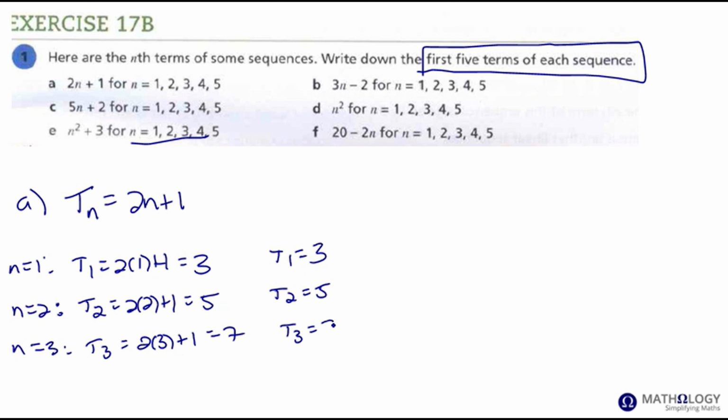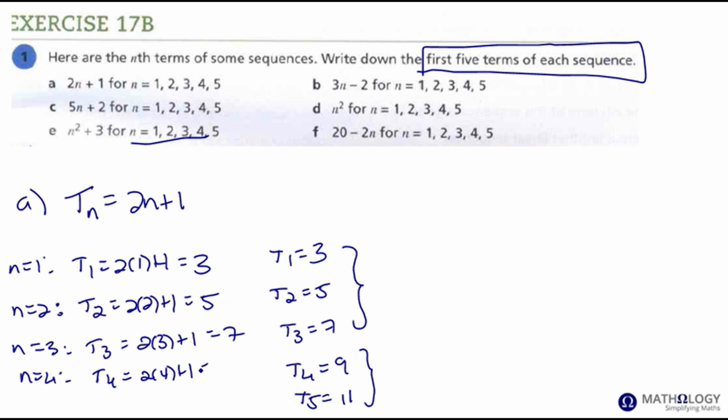You can already see a pattern developing here. We're adding 2 to each term. So we can safely say that term 4 will be 9 and term 5 will be 11 by adding 2 to the previous term. N equals 4. Term 4 equals 2 times 4 plus 1. 8 plus 1 is 9. And when n equals 5, term 5 equals 2 times 5 plus 1. 10 plus 1 is 11.